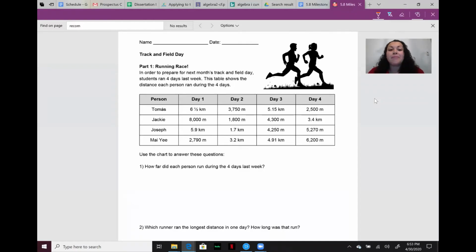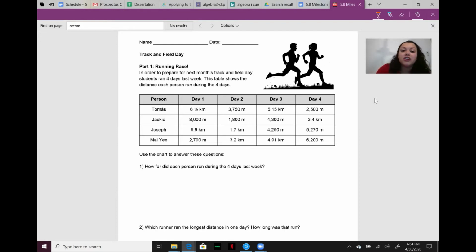So for our main assignment this week, it is a track and field day milestone for unit 5.8. We're going to read the first part and then go over each question and how you would approach it. The first part says, in order to prepare for next month's track and field race, students ran 4 days last week.